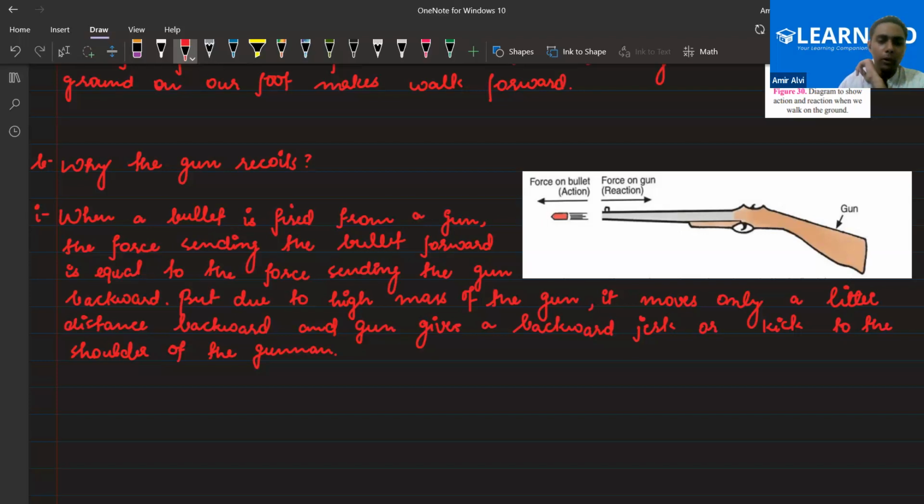So these are the points. That's why whenever training happens for policemen and soldiers, this is a part of the training as well, how to shoot a bullet properly without damaging the shoulder. So it's not an easy task to fire a bullet. That's why everything requires proper training, right, everyone?